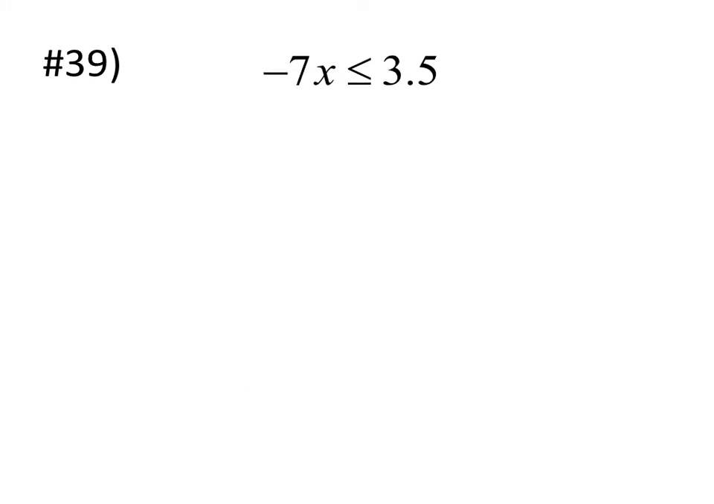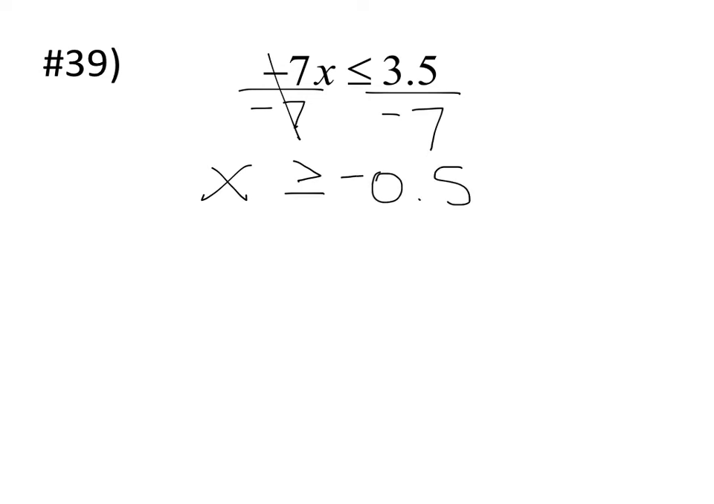Okay, here we have negative 7x is less than or equal to 3.5. We're going to divide both sides by negative 7. When we divide by a negative, we flip our sign, so it was less than or equal to, now it's greater than or equal to. I am not sure what 3.5 divided by negative 7 is, so I'm going to punch that into my calculator. 3.5 divided by negative 7 is negative 0.5. So we're going to go ahead and graph this.